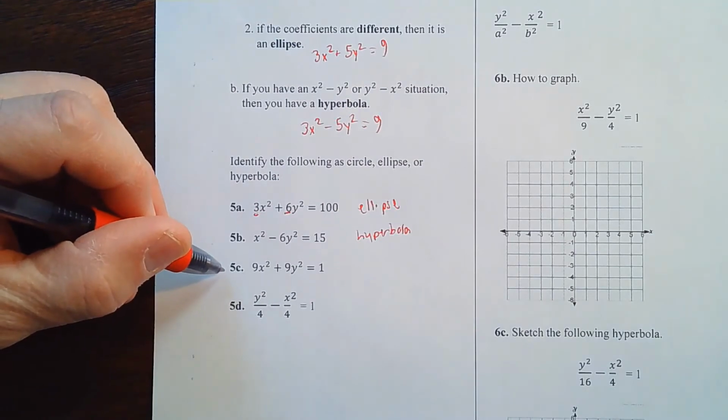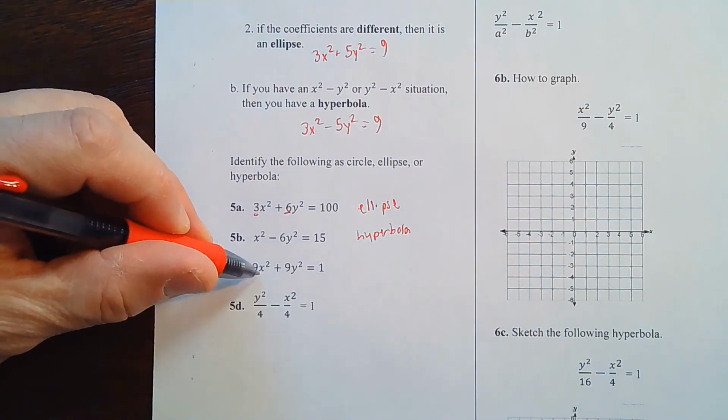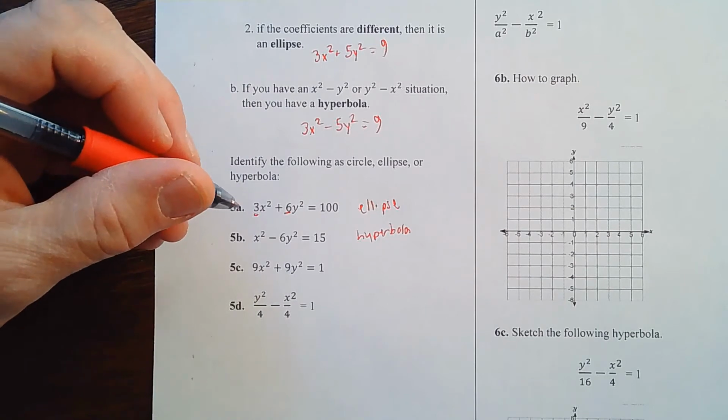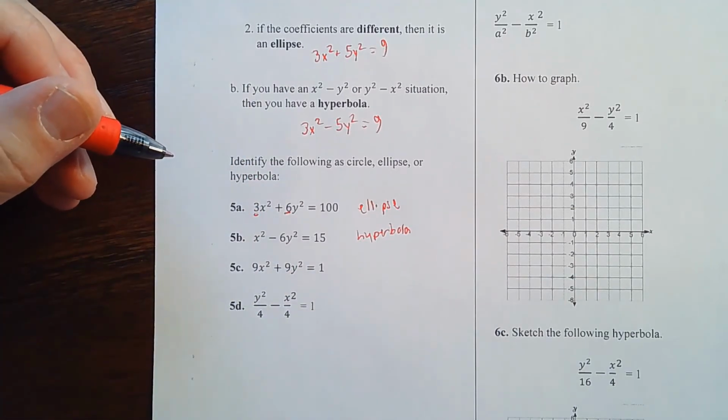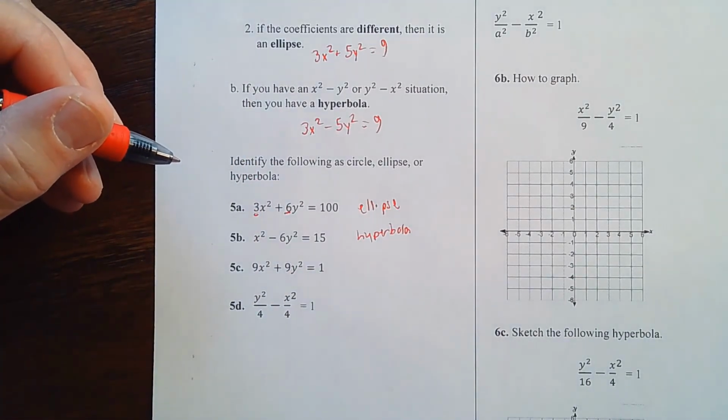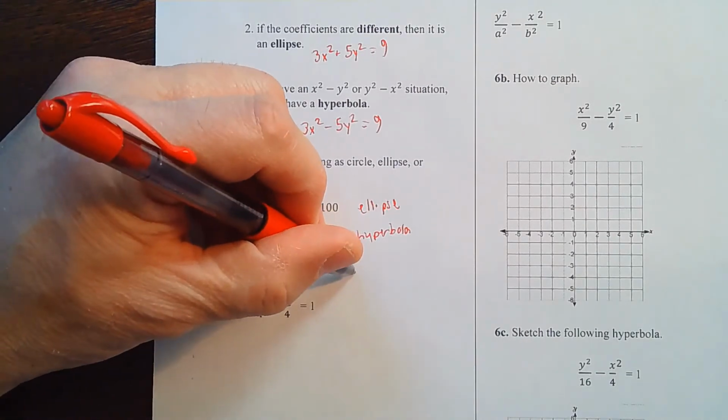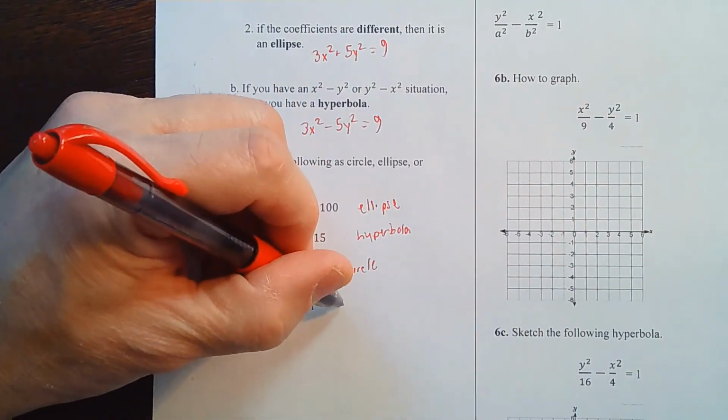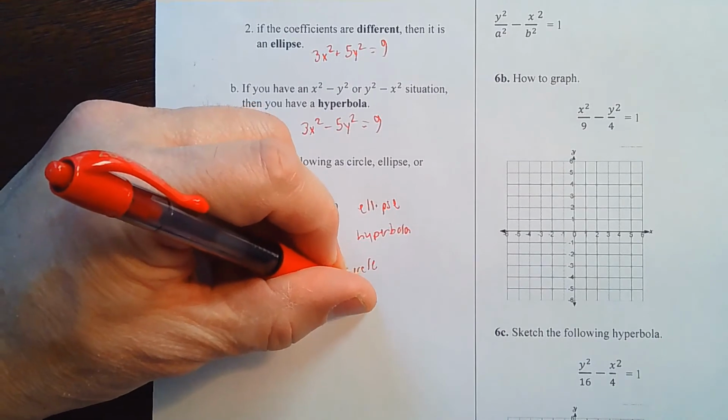In 5c, x squared plus y squared with the same coefficient. There's a 9 in front of both of them. The 1 doesn't matter at this juncture. The 1's only important when you're trying to graph it. Since the coefficients are the same, it's a circle. And then in 5d, it's a subtraction. So again, we have a hyperbola.